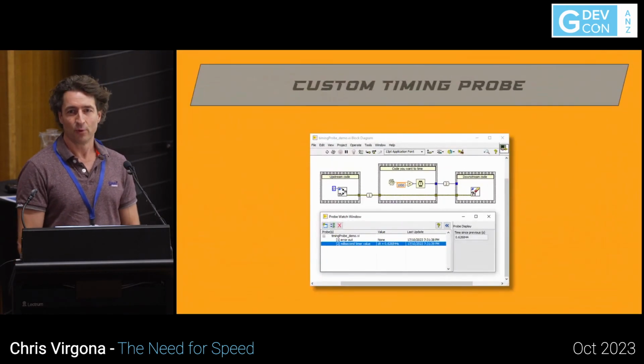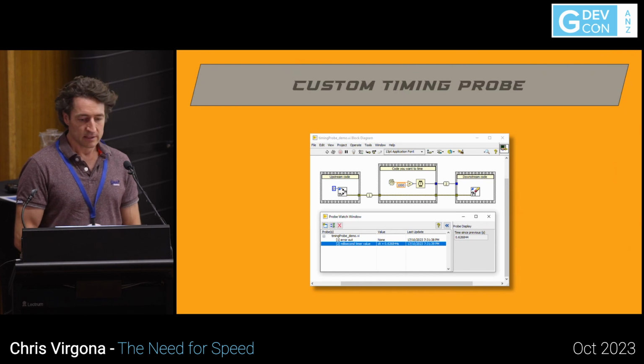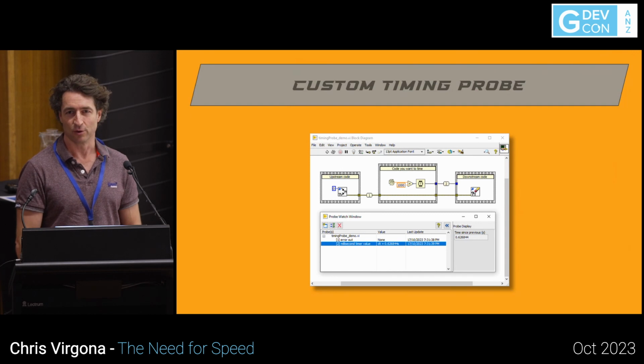But at some point, you need to drill down a little bit deeper. So the next logical thing to look at is something like a custom timing probe. So a custom timing probe is one of those things that many people have never used or maybe don't really know about or have heard about it, but it sounds a bit tricky.